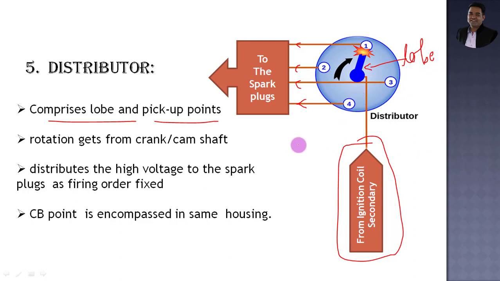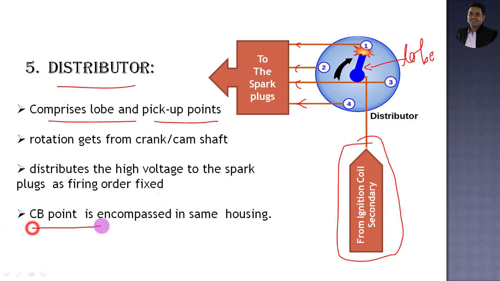Again, the rotation of the distributor shaft depends on the rotation of the crankshaft. It is completely driven by the camshaft or the crankshaft of the engine. For example, you can consider a 4-stroke 4-cylinder engine. Then the speed of the distributor shaft is exactly half the speed of the crankshaft. This component distributes the high voltage to the spark plugs as per the firing order fixed by the manufacturer, and that's why this is known as a distributor.